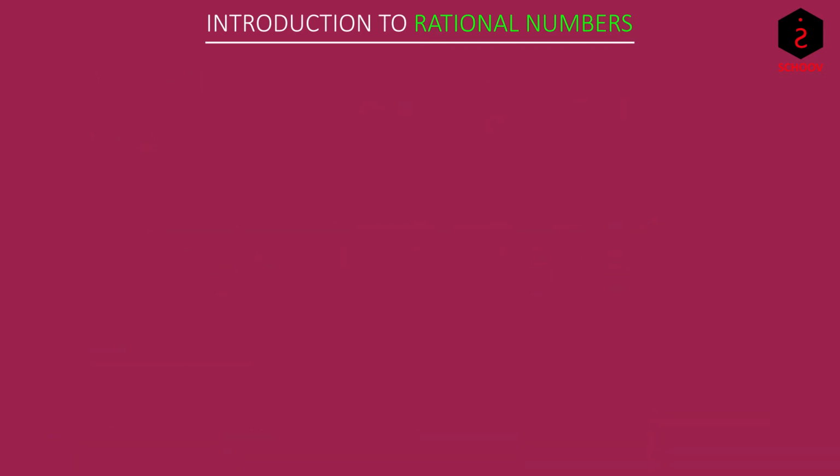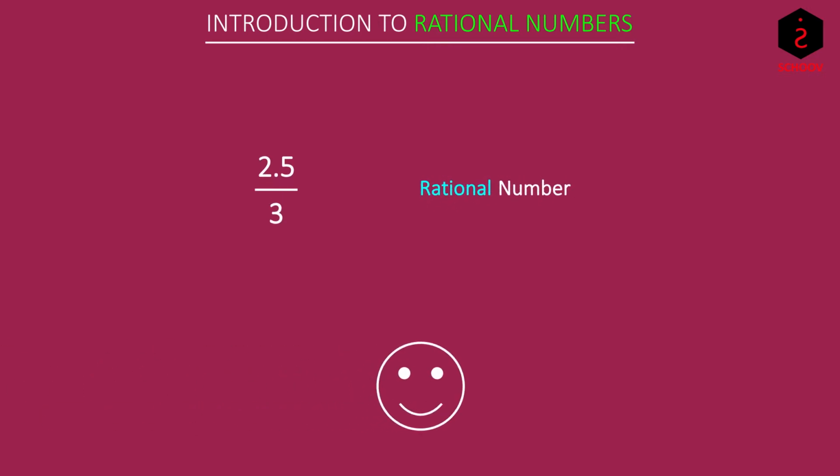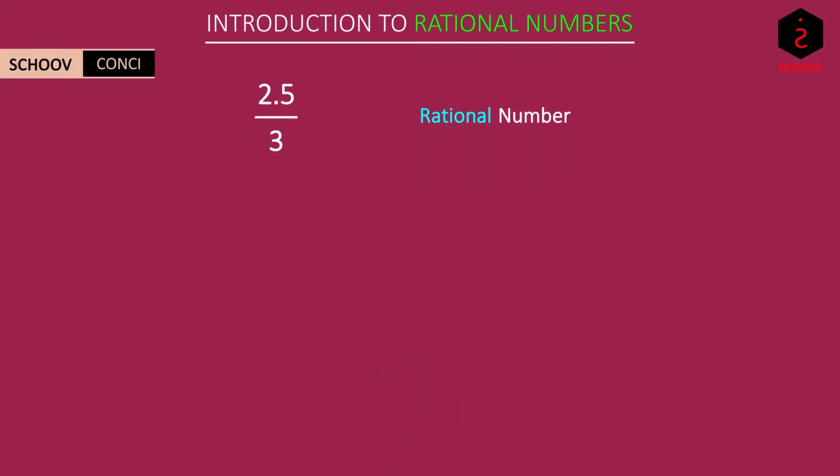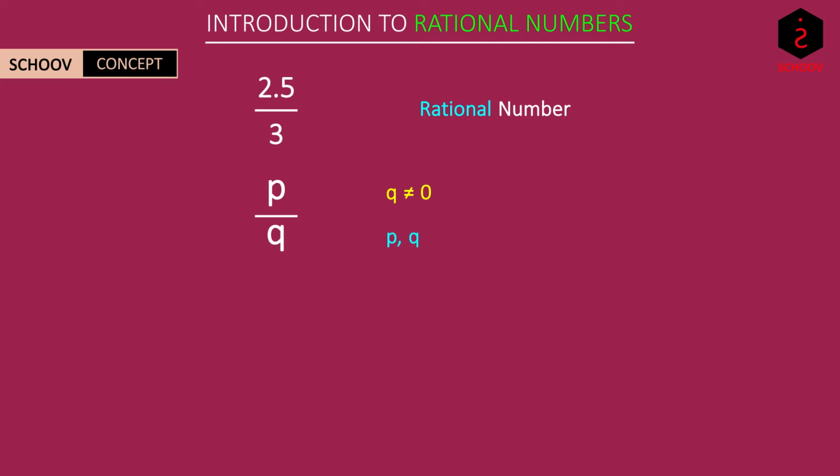Alright, another example. Is 2.5 by 3 a rational number? Yes or no, or you can't say. Let's recall the concept. What is a rational number? Any number which can be written in the form p by q is a rational number. But q cannot be equal to 0, and p and q must be integers, not fractions or decimals.